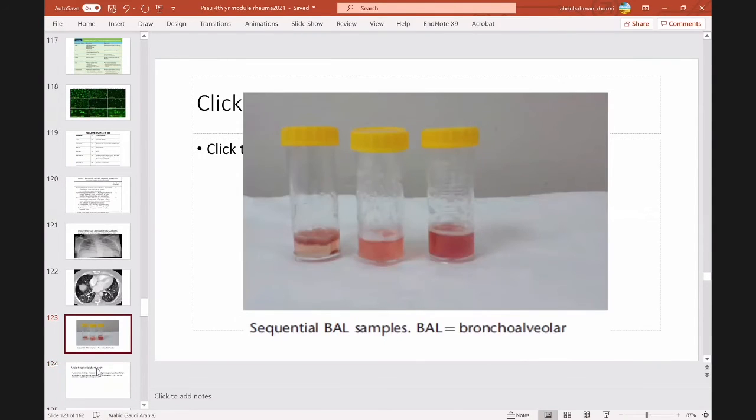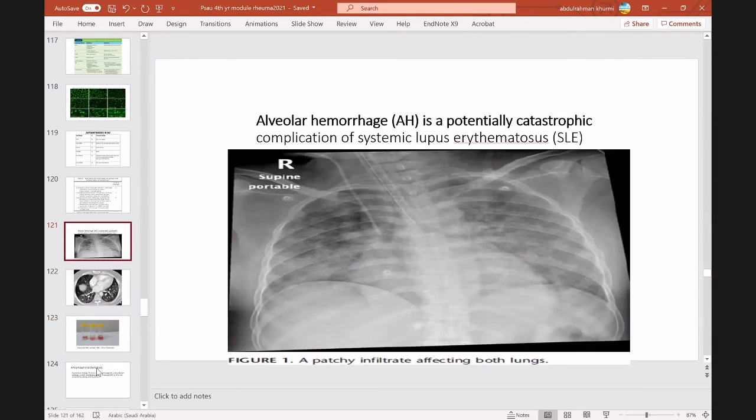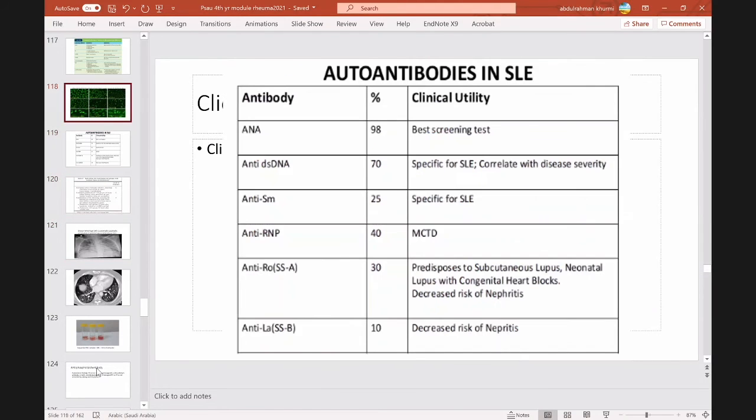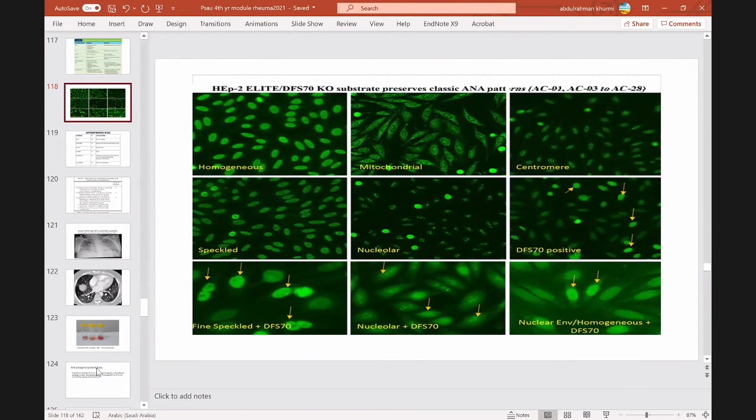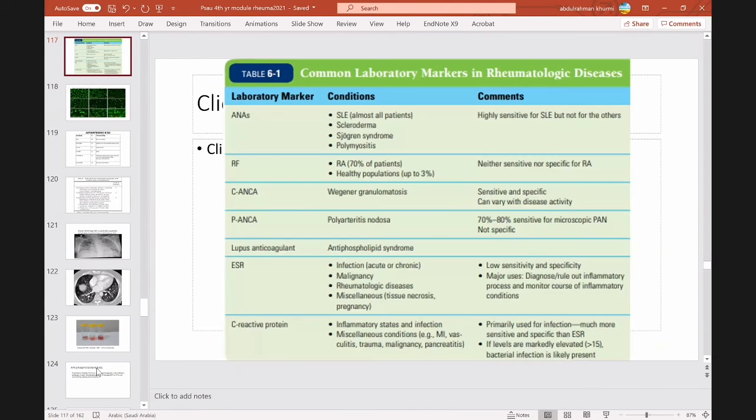What is this? This is aspiration, doctor. This is what we call bronchoalveolar lavage. And they saw blood there. They did the septic workup, it came negative, so he's having pulmonary hemorrhage secondary to lupus. It can also come secondary to Wegener and other diseases. Okay, guys?